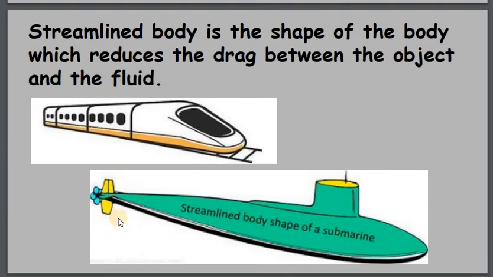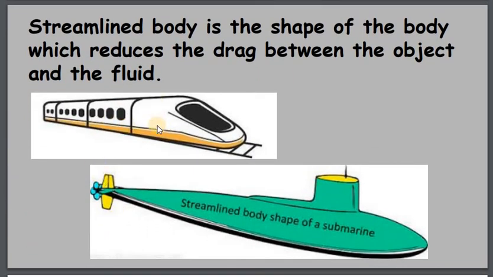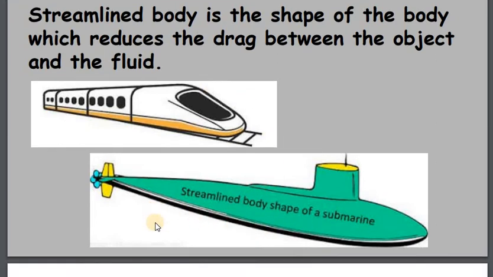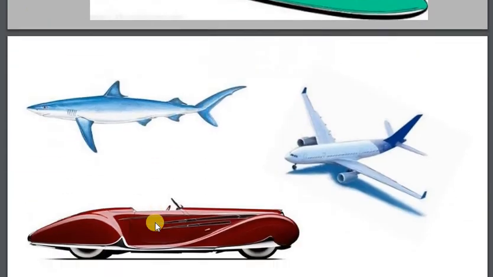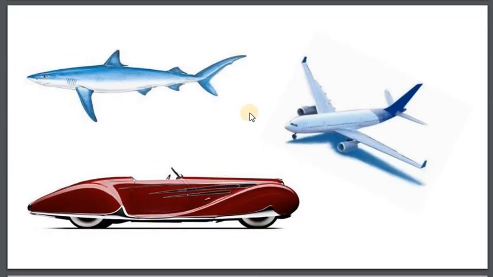To reduce this fluid friction, the shape of the object has to be streamlined. What is a streamlined body? A streamlined body is the shape of the body which reduces the drag between the object and the fluid. So these are the streamlined bodies of the submarine, the train, and you could see the fishes and the birds are all streamlined to reduce the drag.